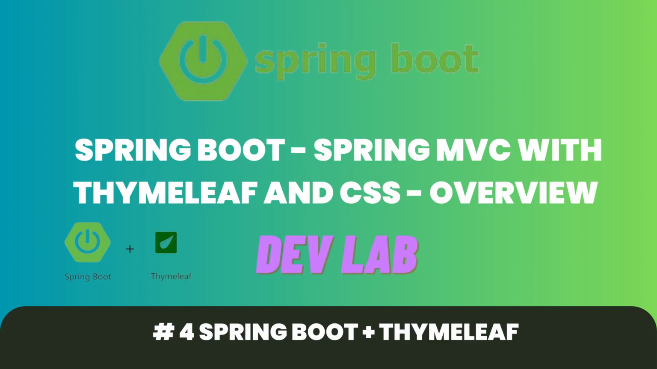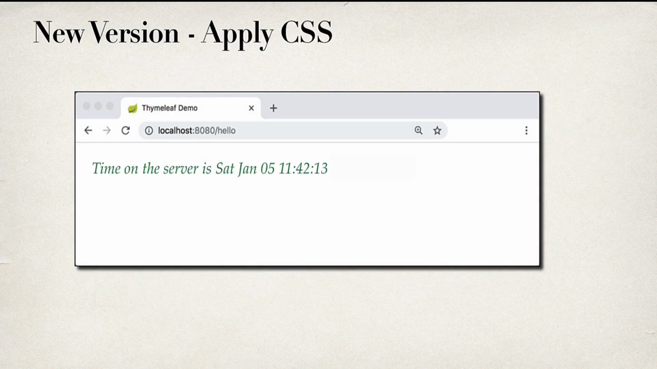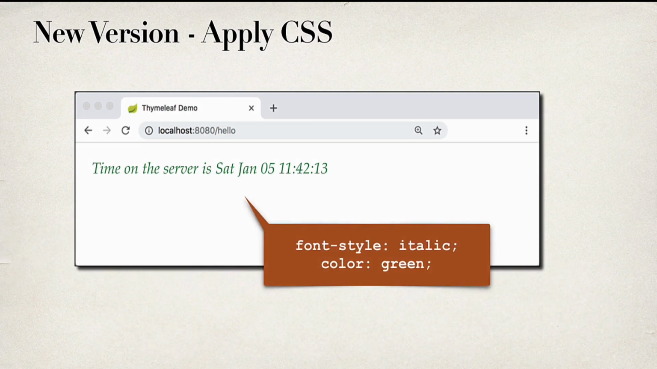In this video, we'll learn how to make use of CSS and Thymeleaf. So in the old version of our application, our output is plain, generic, very basic. What I'd like to do is actually add some style or add some pizzazz to our output here. So I'd like to apply some CSS. And then for our output, I'd like to have it in italics and set up the color for green. And CSS can help us with this.